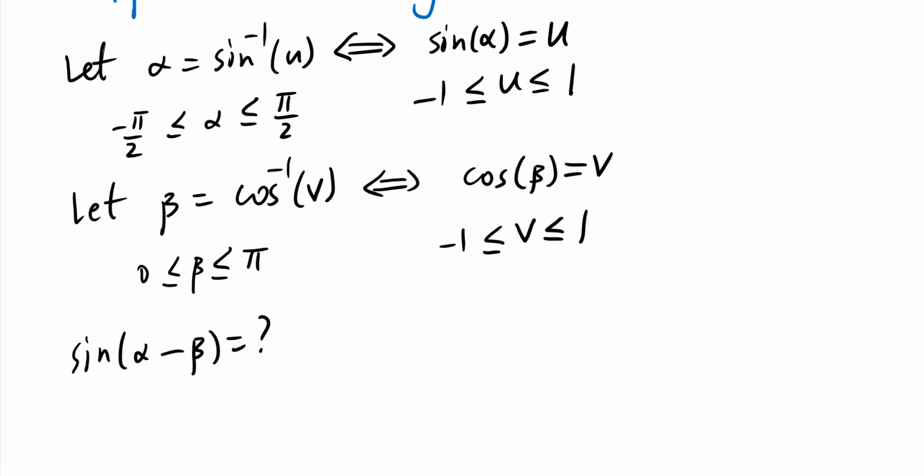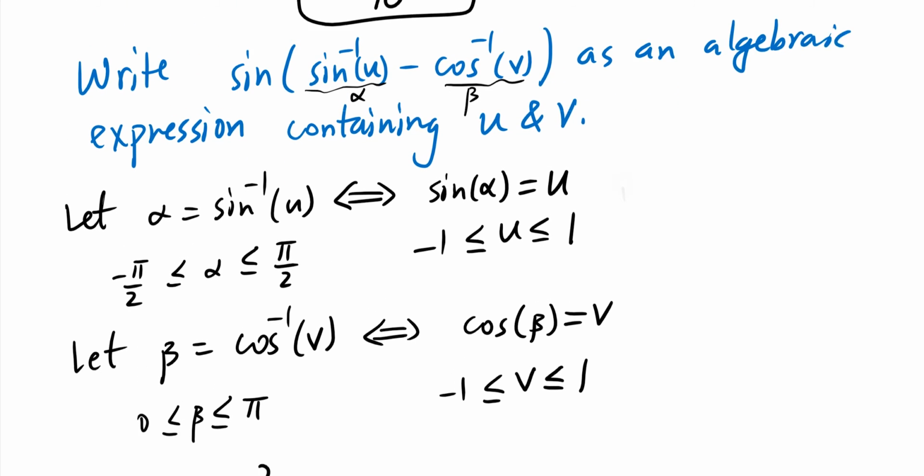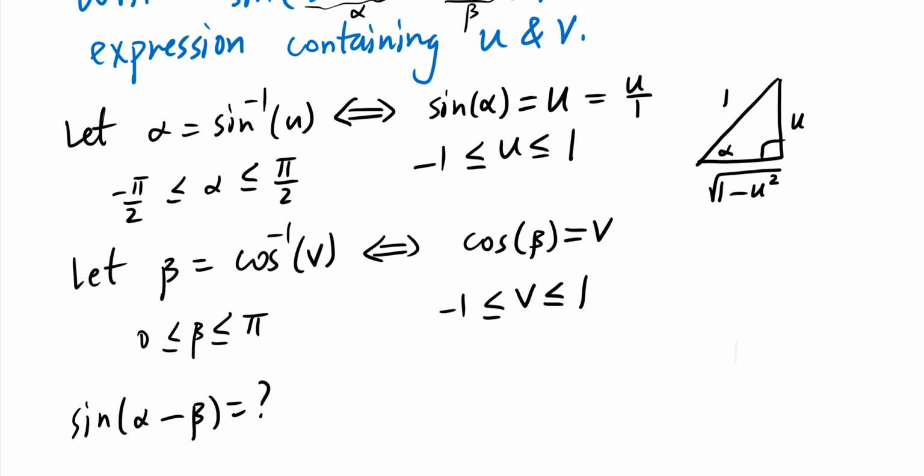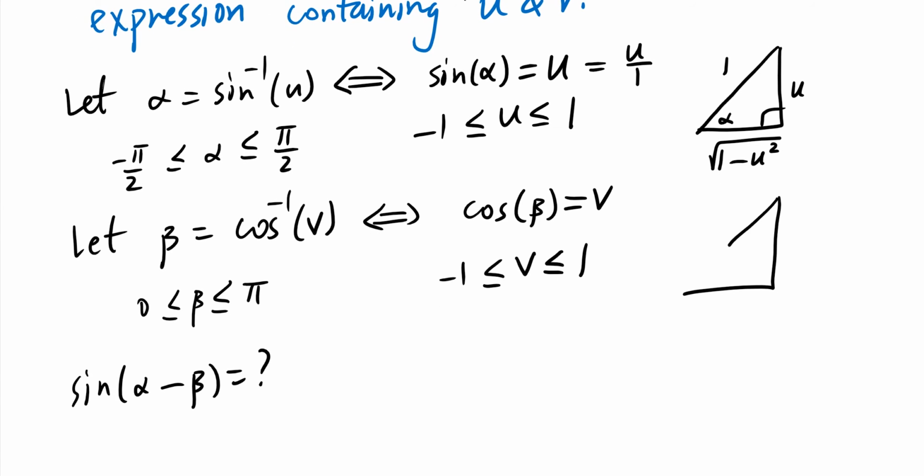Before we do this, from when we said sine alpha equals u, that means u over 1. So you can draw a triangle here. This is alpha. Sine is the opposite over the hypotenuse. By the Pythagorean theorem, the other side is square root of 1 minus u squared. And from the second one, we can draw a triangle too. This is beta. Cosine v means v over 1, adjacent over the hypotenuse, and the other side is square root of 1 minus v squared.